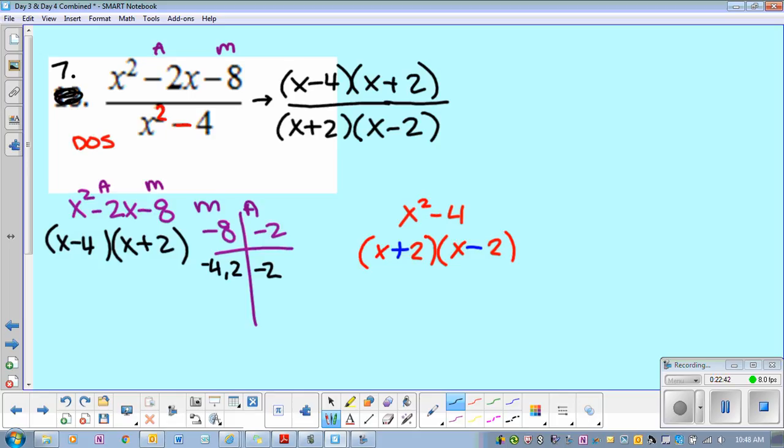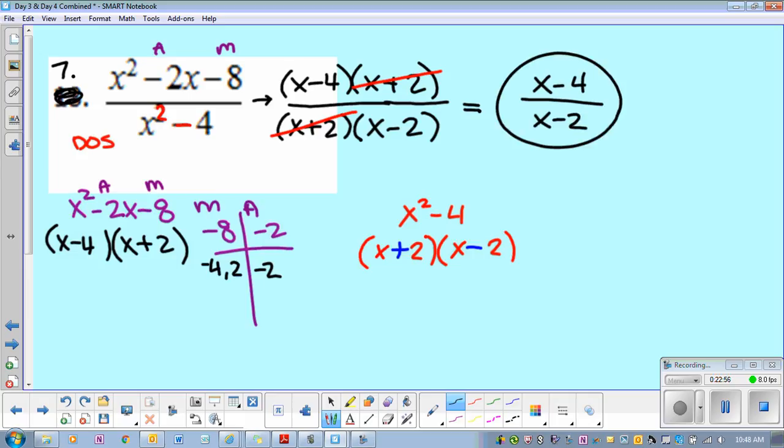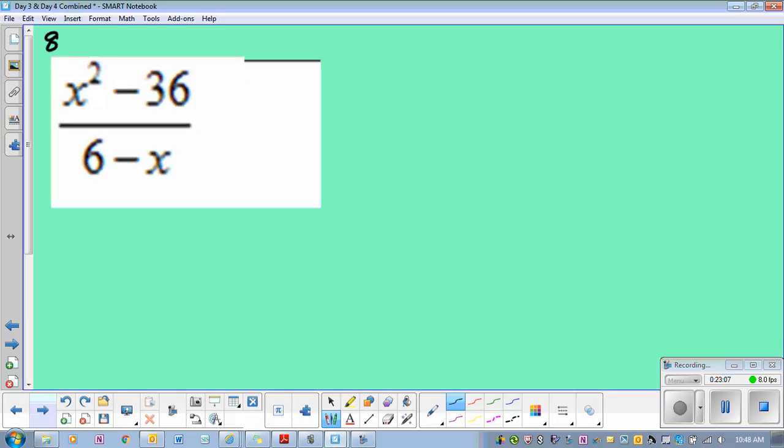So what can you tell me? What should I do? Cross out plus 2. Yeah. Cross out the x plus 2's. And then what we have left over is x minus 4 over x minus 2. Yep. How do you guys like this so far? Is it okay? Yeah. Good. All right. So if you're still having trouble factoring, let me know and we'll work on it, because you absolutely need to know how to factor in order to do this, okay?